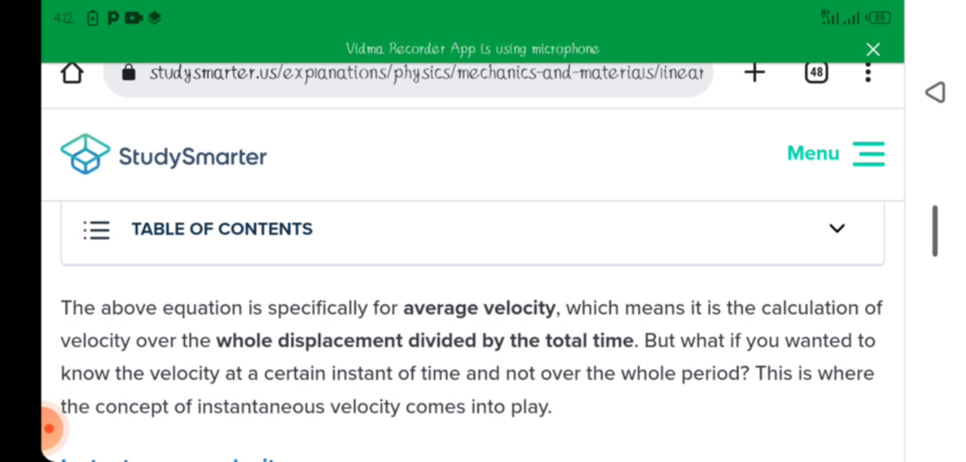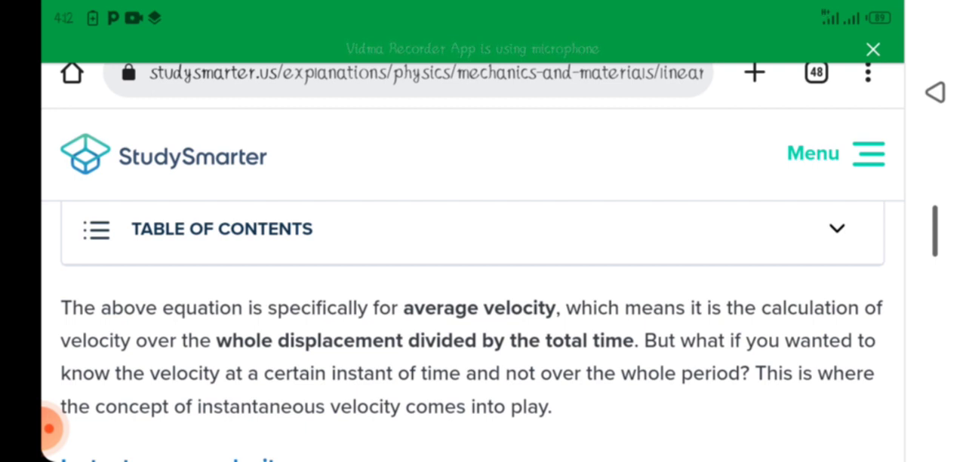Now we have types of motion. We have random motion, rotational motion, rolling motion, translational motion, and oscillatory motion.